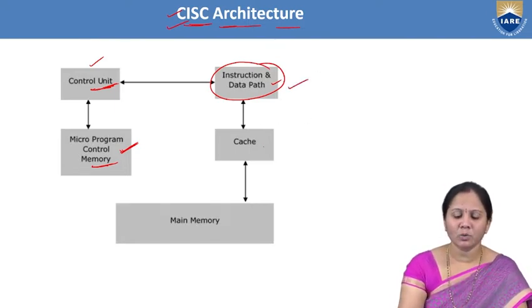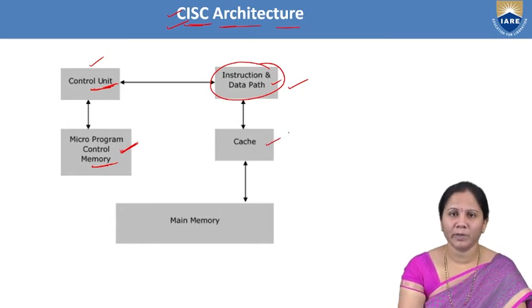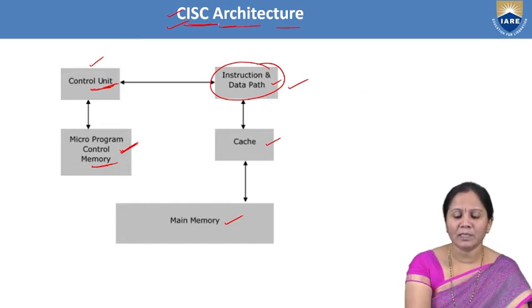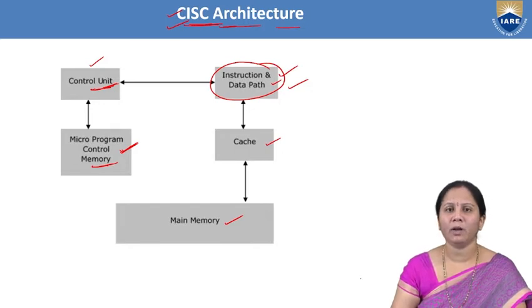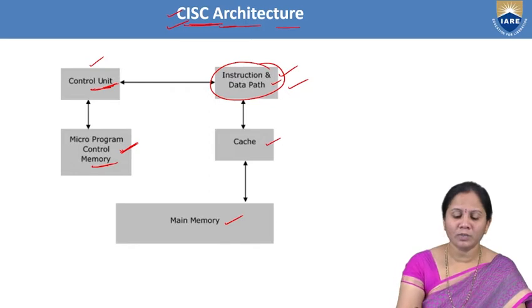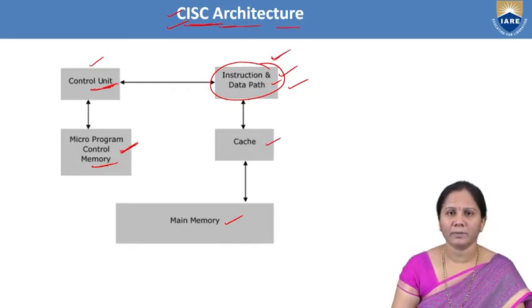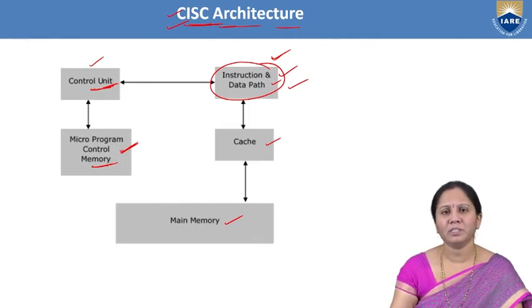These two will be placed in the cache memory, and this cache memory will be accessed by the main memory. So in the RISC architecture, instruction and data path reside separately, whereas here in the CISC architecture, both instruction and data, that is program and data, reside in the same unit. This is the main difference between RISC and CISC architecture. This is also the difference between Harvard and Von Neumann architecture.